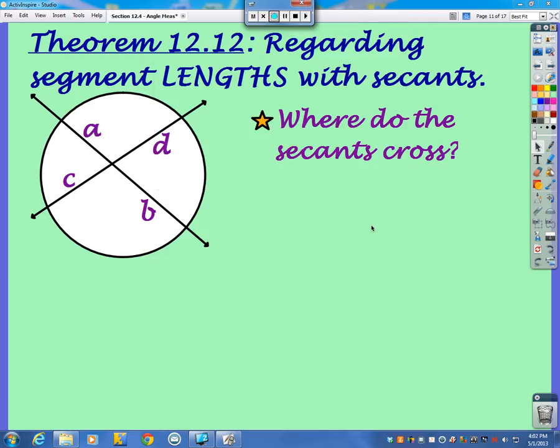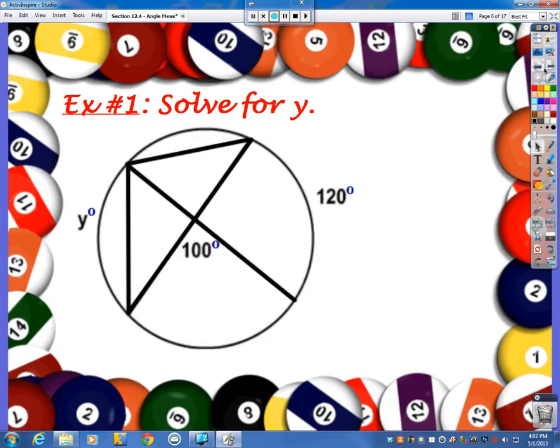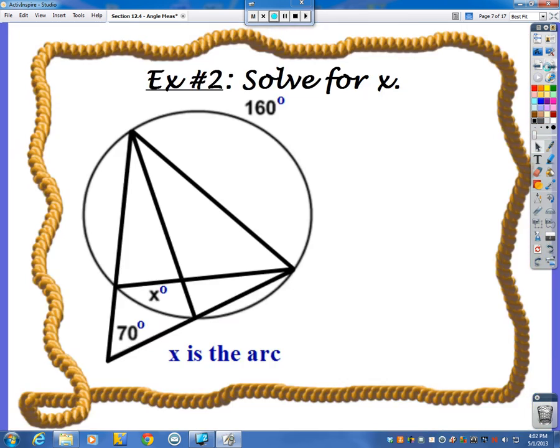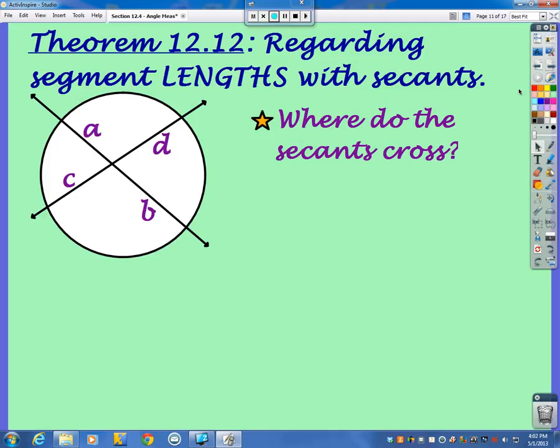From where we left off last time on geometry, we were talking about all these crazy angles and secants and chords and circles, and sometimes the lines would cross inside and sometimes they'd cross outside. And now, today, we will focus on lengths more so instead of angle measurements.